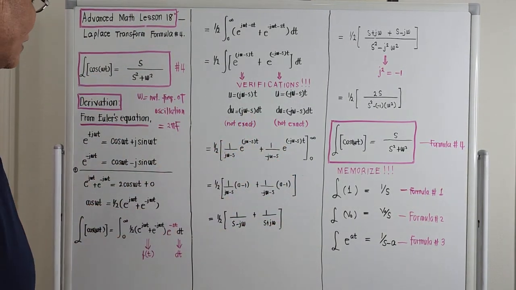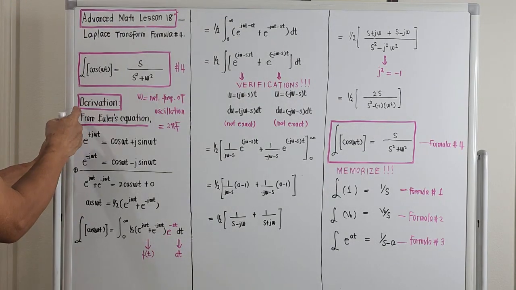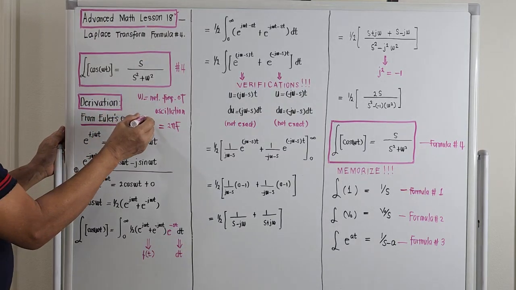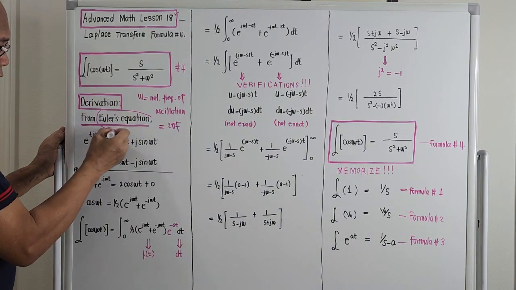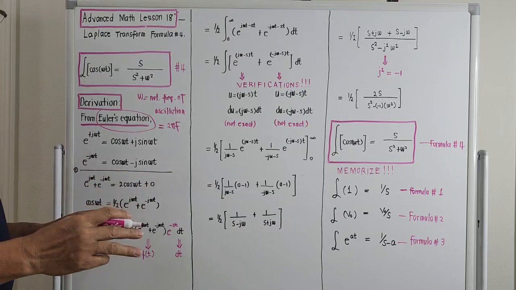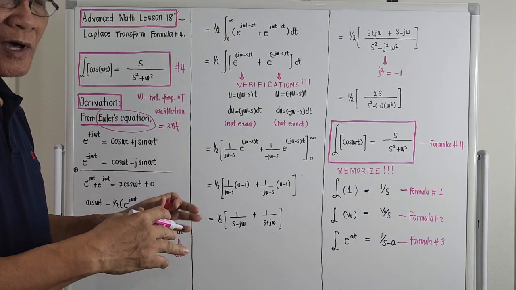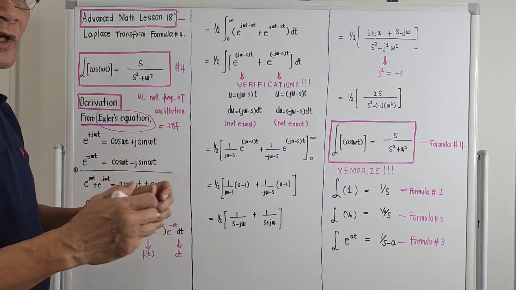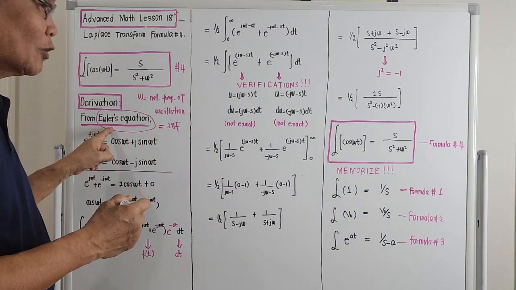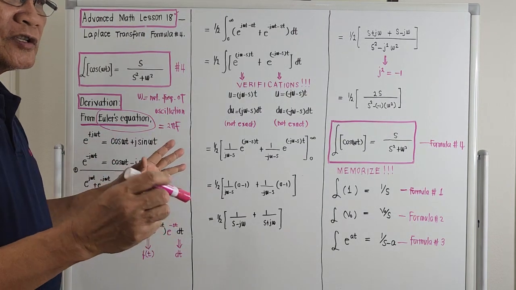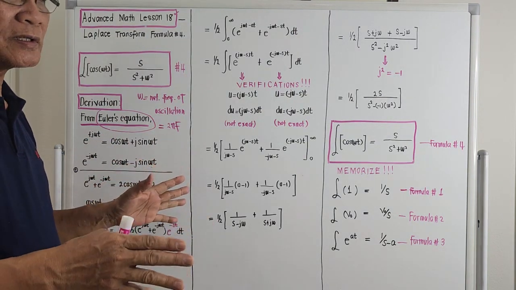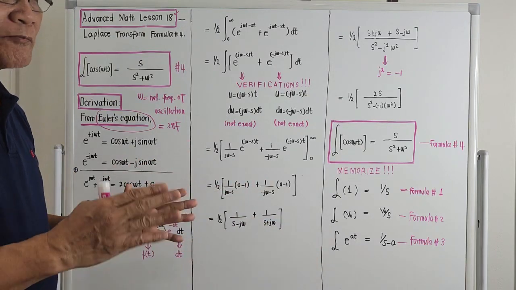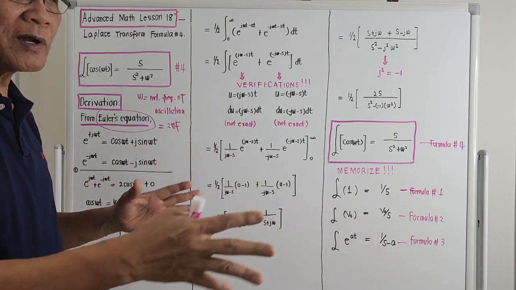Okay, let's try to bring out the derivation. The derivation of this, we will be using Euler's equation. I think I have not discussed this one, but on the next topics of the advanced mathematics, I will be discussing this one. But for tonight, I will just give you the equivalent of Euler's equation. He is also one of the so-called inventors of advanced mathematics. He formulated an exponential equivalent of the function.